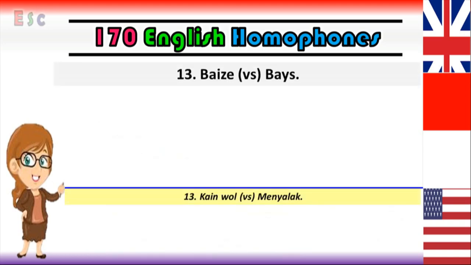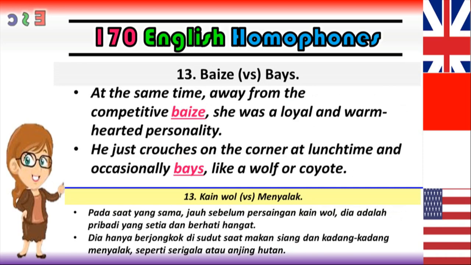13. Bays versus baize. Examples. At the same time, away from the competitive bays, she was a loyal and warm-hearted personality. He just crouches on the corner at lunchtime and occasionally bays, like a wolf or coyote.